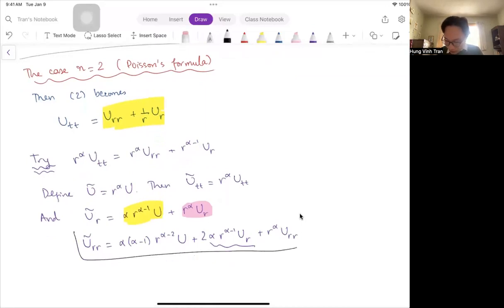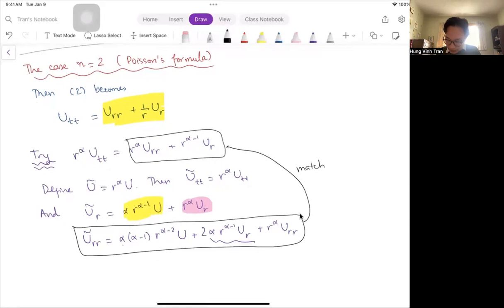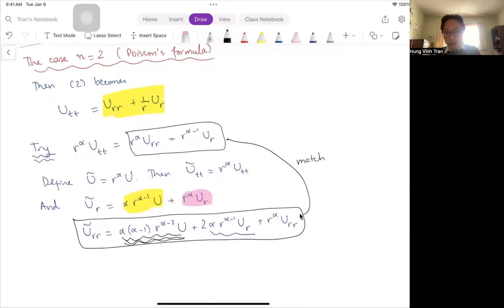Let me put a box around it. I need to match it with this one. Okay, these two have to match, right? For it to match, you can see that the first term here that I'm highlighting doesn't appear in the first box. In other words, I need it to go away, right? I need alpha times alpha minus 1 to be 0 in order for it to go away.